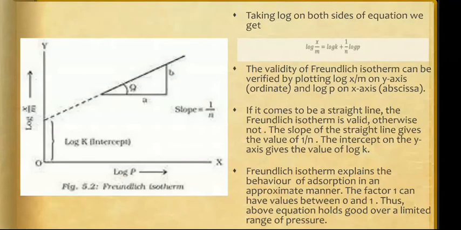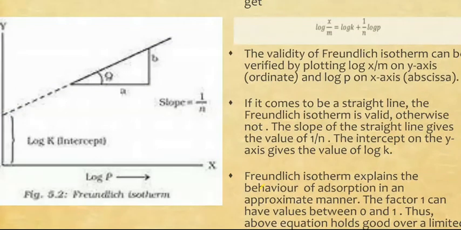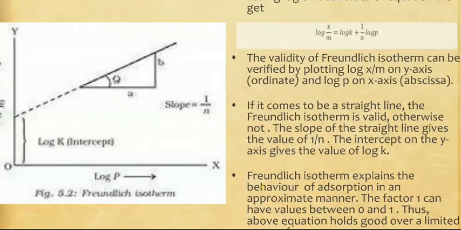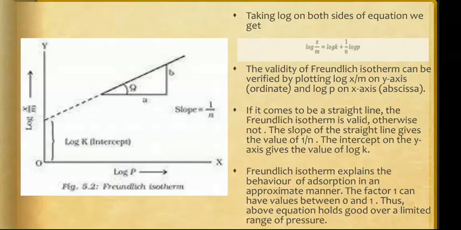Now mathematically, if we take log on both sides of the equation x upon m is equal to kp raised to the power 1 upon n, we will get log of x upon m is equal to log of k plus 1 upon n log of p. So taking log, we will get this equation.